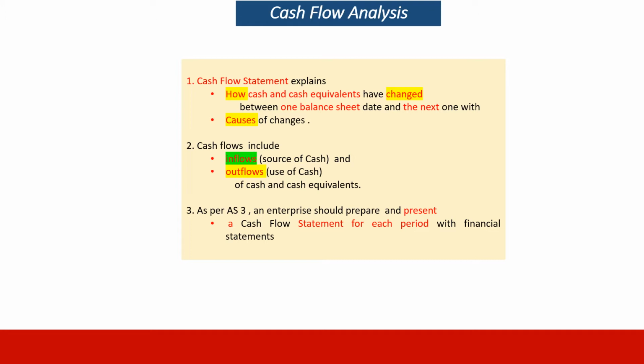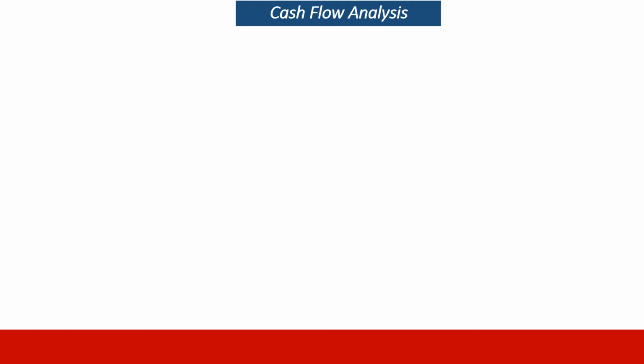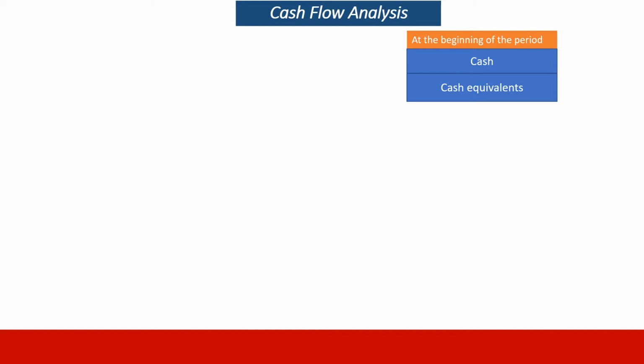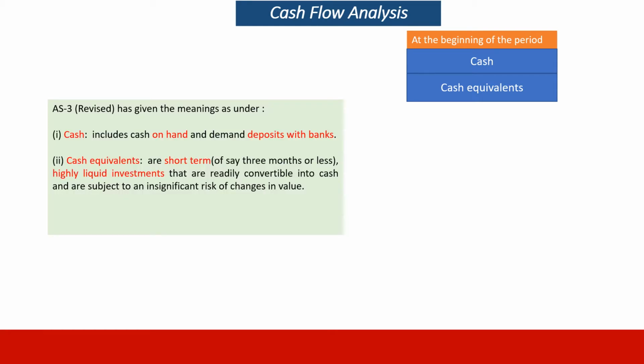As per Accounting Standard 3, every enterprise shall prepare and present a cash flow statement for each period, that is financial year, and the related statements. How does the cash flow build up? Accounting Standard 3 defines what is cash. It is cash on hand and deposits with banks. In addition to that, it talks of cash equivalents.